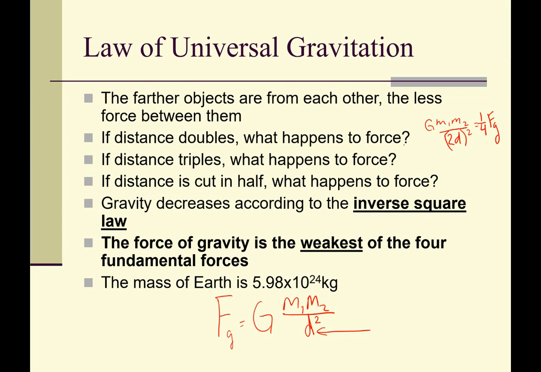What if I triple the distance? Okay, again, I have G m1 m2 divided by (3d) squared, which ends up giving me 1/9 times my force of gravity. Okay, if the distance is cut in half, what happens to the force? Okay, well, let's try that again. G times m1 times m2 divided by (1/2 d) squared. Well, that's going to be 1 divided by 1/4 times FG.